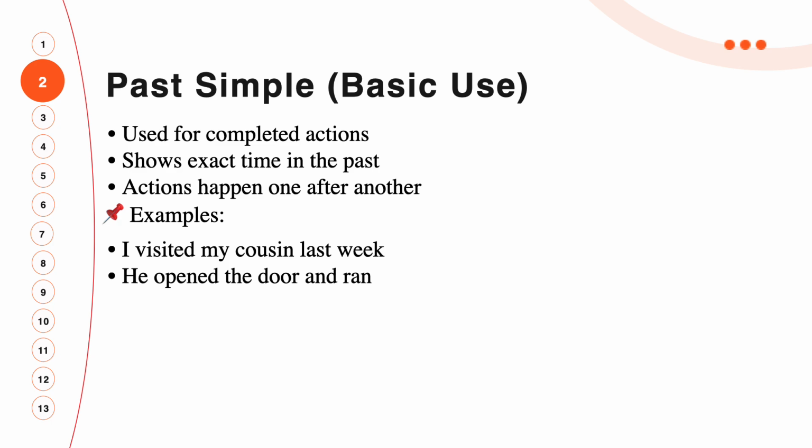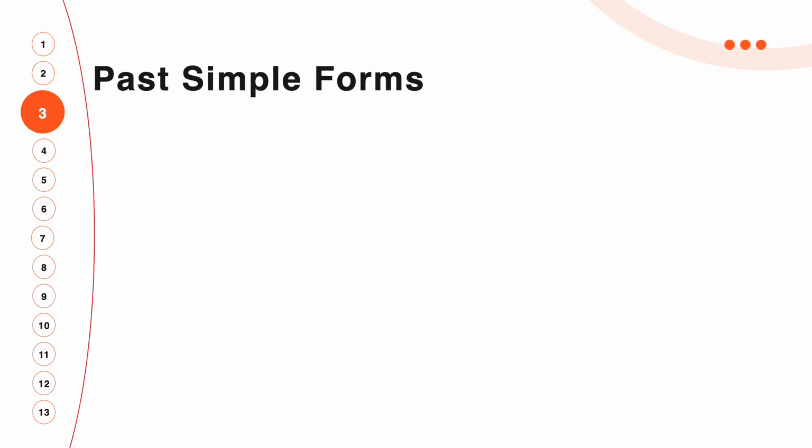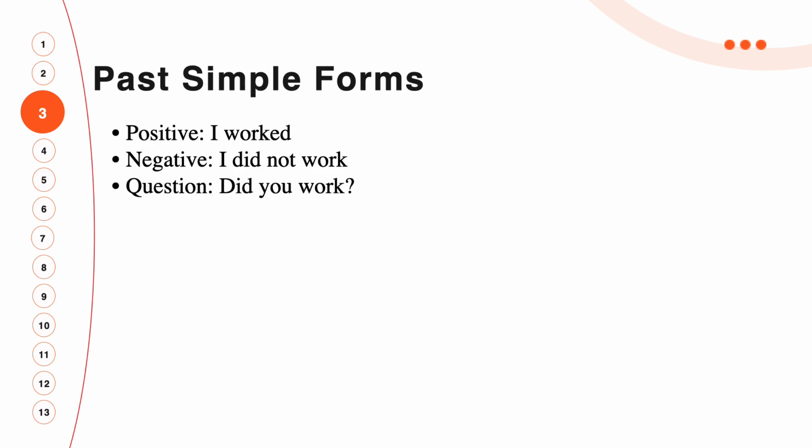So now let's move on to the next one, which is past simple forms. So it has some forms which are positive, I worked, negative, I did not work, and question, did you work? And here are the time words: yesterday, last week, and ago. So there are three types of past simple forms: positive, negative, and question. They are given in the showing slide.